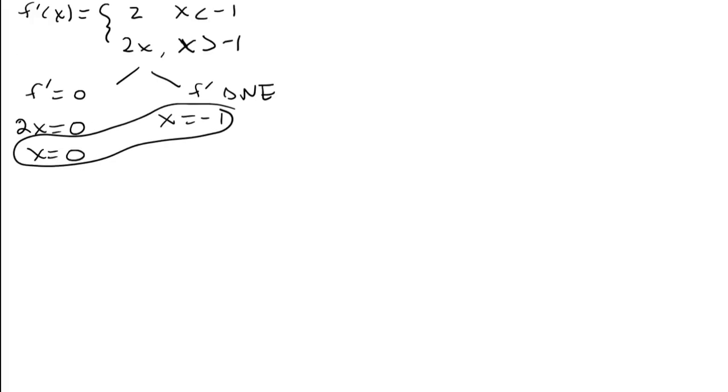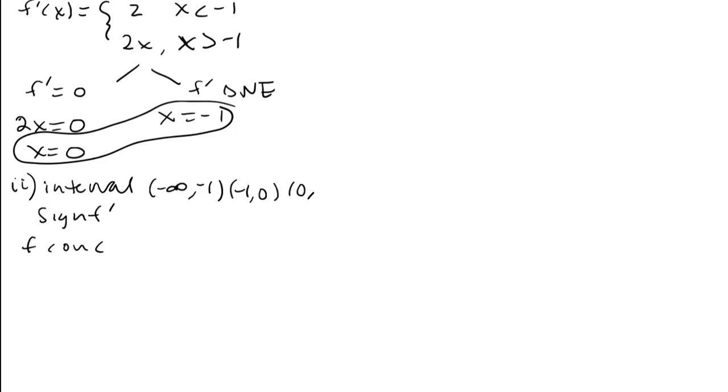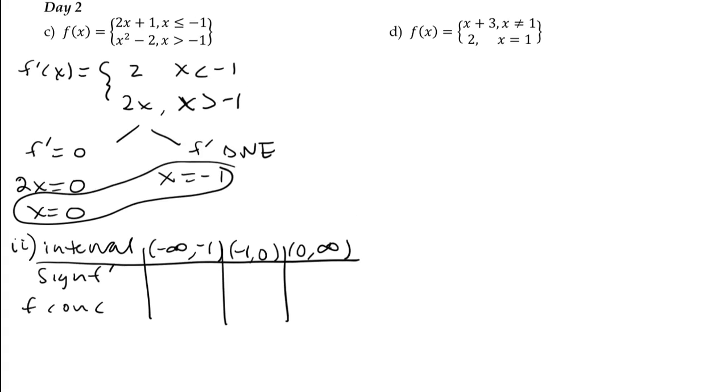Okay, I'm going to have to maybe write a little smaller to get all this in. Step 2, we need to make our chart. So we're going to have interval, we're going to have sign of f prime, and we're going to have the conclusion of f. We need to go from -infinity to -1, from -1 to 0, and from 0 to infinity. Now, when we go to test these, we have a piecewise, so we have to be careful. Let's pull the piecewise up.